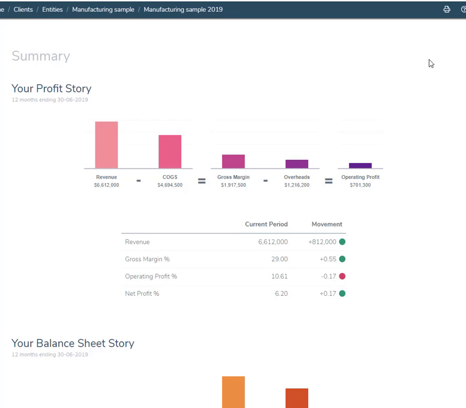So now we're in the summary, which is taken from the financial statements that we just looked at. As you can see, revenue's good, cost of sales, we have a gross profit, then we have less our overhead costs, gives us an operating profit.